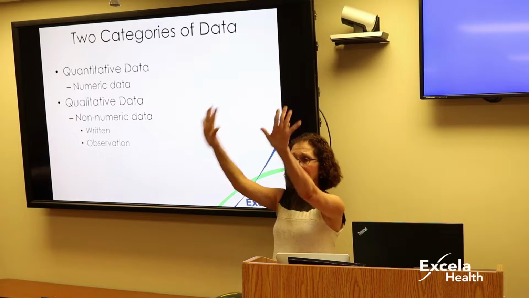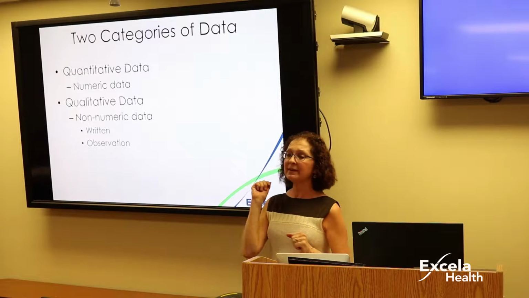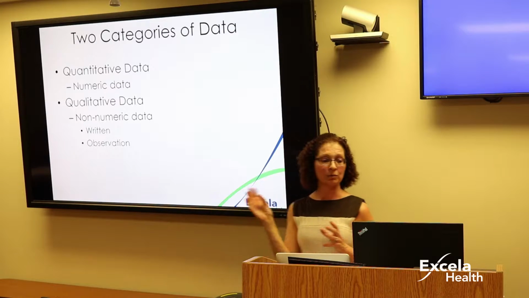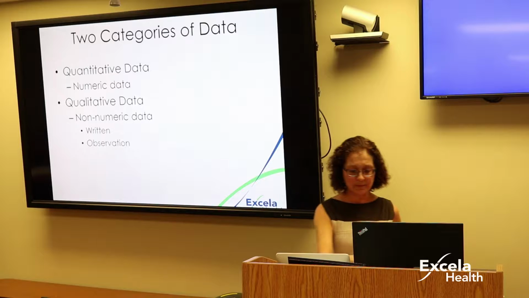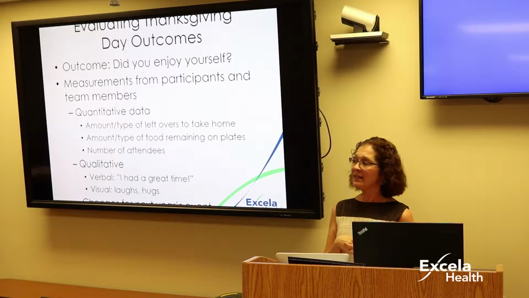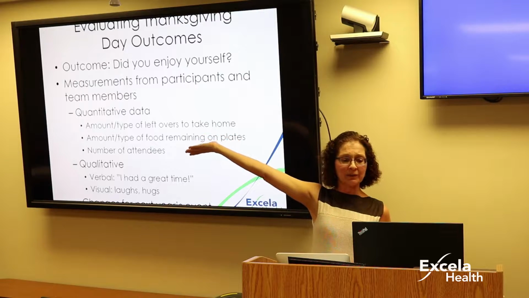Overall, you have two categories of data, quantitative and qualitative. Quantitative is numbers, qualitative is words. So they could be written or observed. All right, so for your Thanksgiving Day, did you enjoy yourself? That's the outcome that we're looking at.